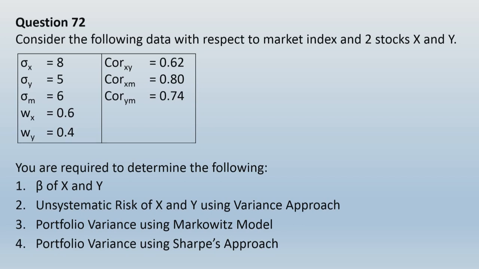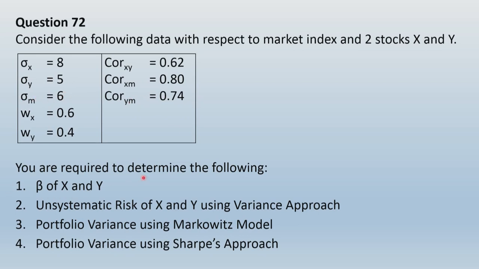Then as further information, correlation between X and Y is available. Correlation between X and M is also available. Correlation between Y and M is also available. You are required to determine the following: beta of X and Y. First thing, the question is asking you to find beta of X and Y. How would you do that? Beta of X will be sigma X divided by sigma M into correlation between X and M. Beta of Y will be sigma Y divided by sigma M into correlation between Y and M.